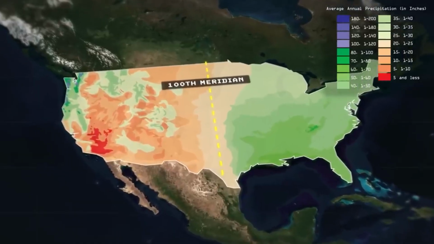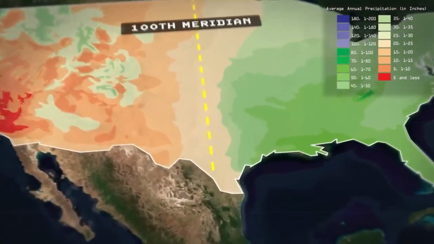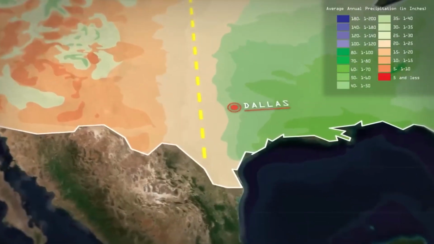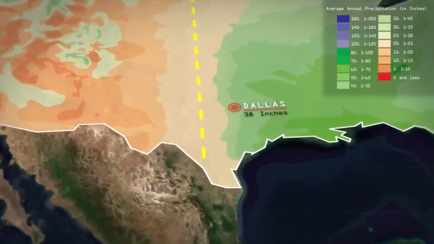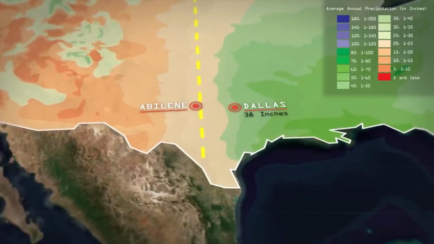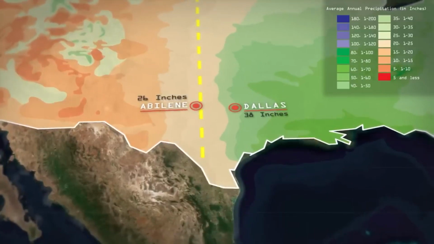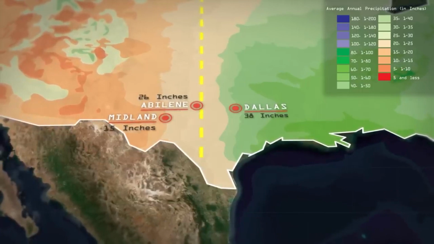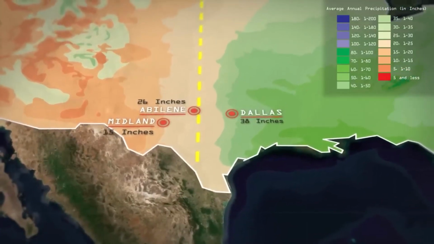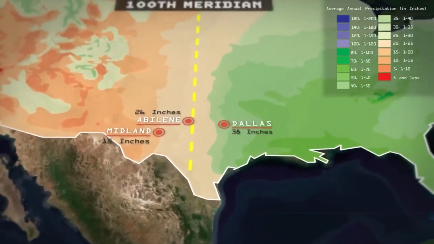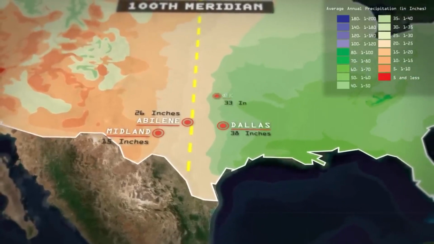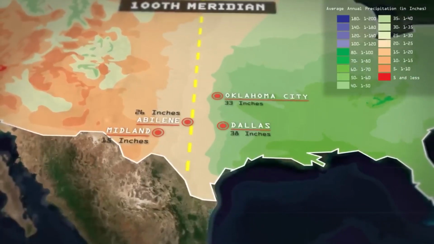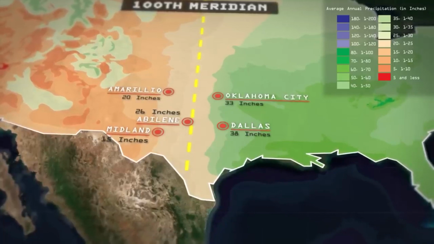As you move westwards across North America, annual rainfall decreases dramatically. Dallas to the east of the line receives 38 inches of rain a year, while Abilene over to the west of the line only receives 26 inches, and Midland even further to the west only receives 15 inches. This is a pattern that repeats itself all the way up and down the line as well. Oklahoma City gets 33.5 inches of rainfall, while Amarillo to the west only gets less than 20.